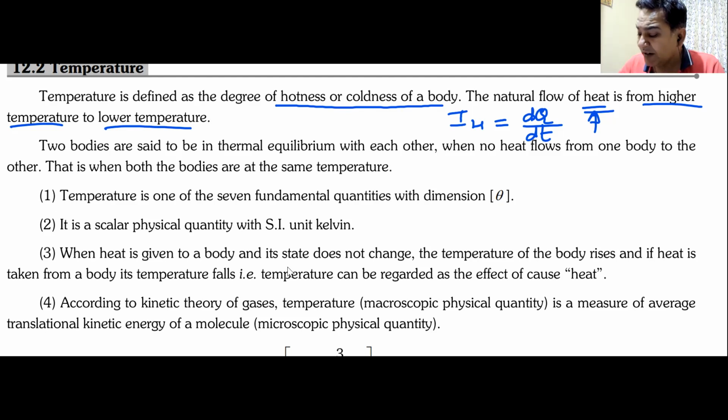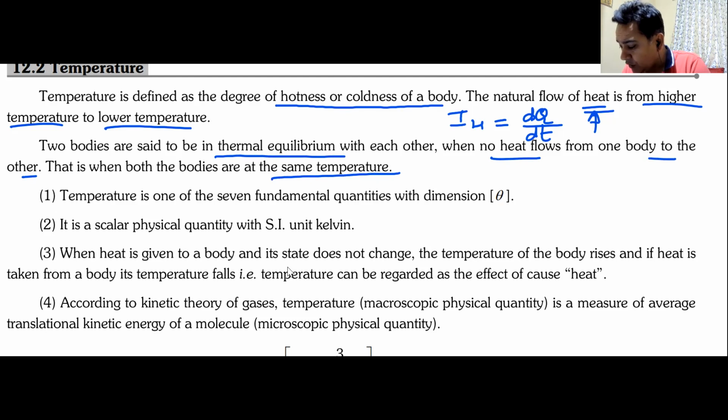Okay. Then two bodies are said to be in thermal equilibrium. We have already understood the term thermal equilibrium, when no heat flows from one body to the other body, that is, when the bodies are at the same temperature. I have discussed this with you. Temperature is one of the 7 fundamental units. All of us know this. It is a scalar quantity. SI unit is Kelvin. We'll talk about the various units just now.